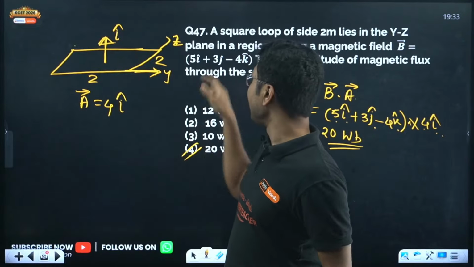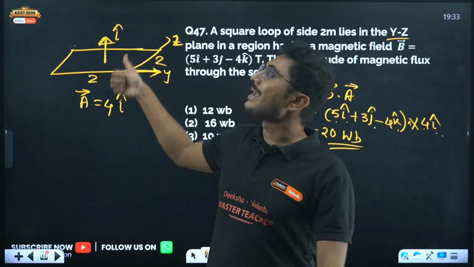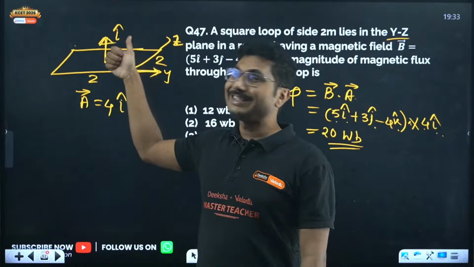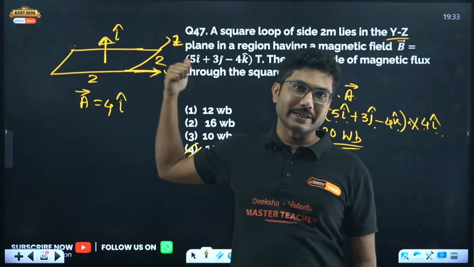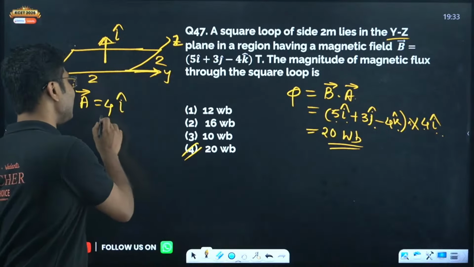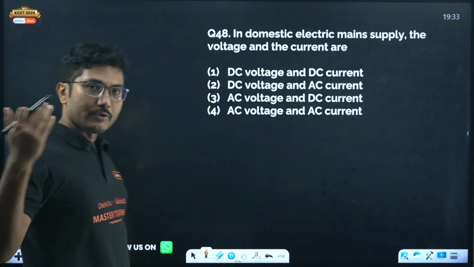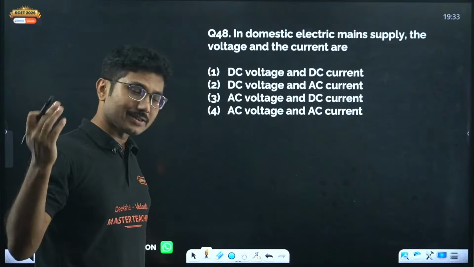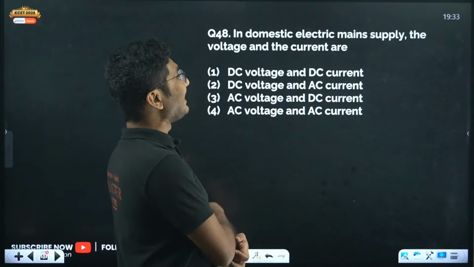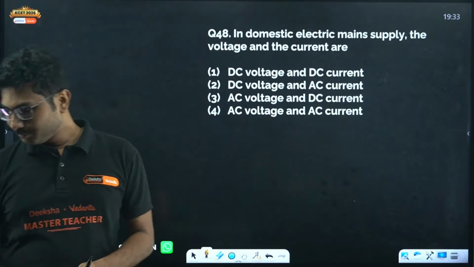The plane here is mentioned as the YZ plane, so the direction will be in the x direction. The x direction is normal to the YZ plane. That means it will be in the i cap direction, so the area vector is i cap. Now it's a dot product. If you don't know dot product, ask Ankit sir, he will explain in the maths class.